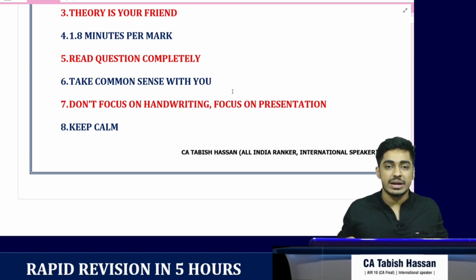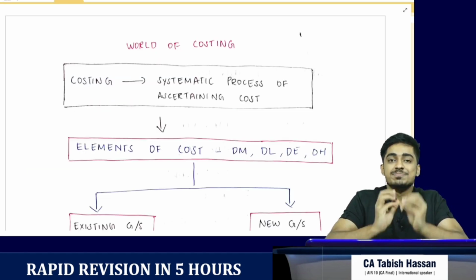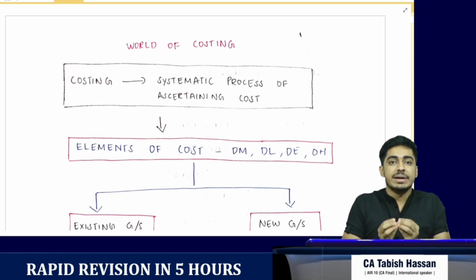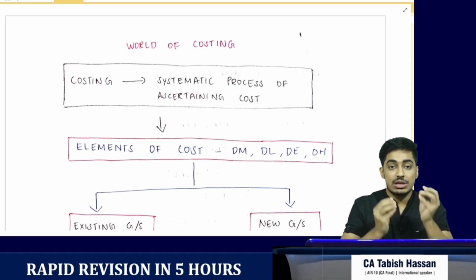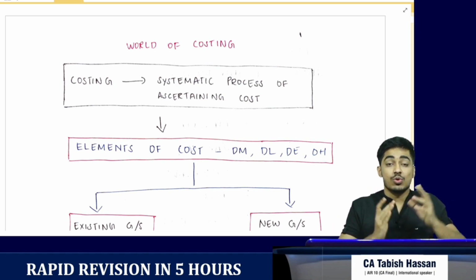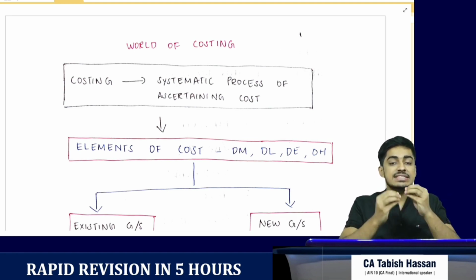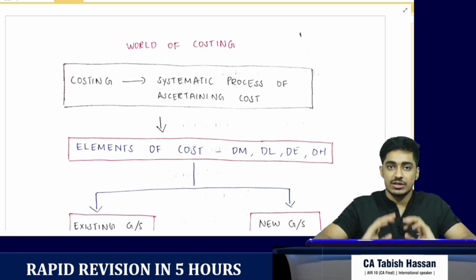Now let's get to our rapid revision. So let's begin with the rapid super fast revision. So let's get to the world of costing. So what is costing? It is the systematic process of ascertaining cost.